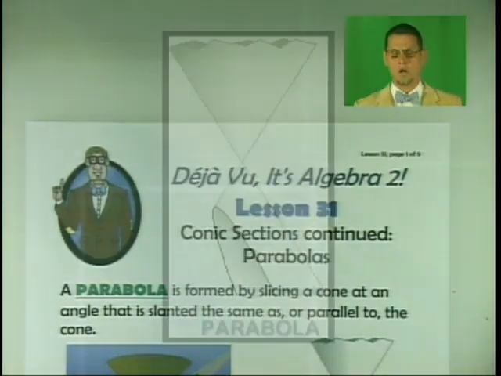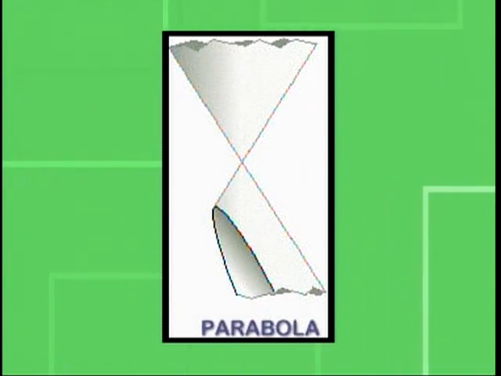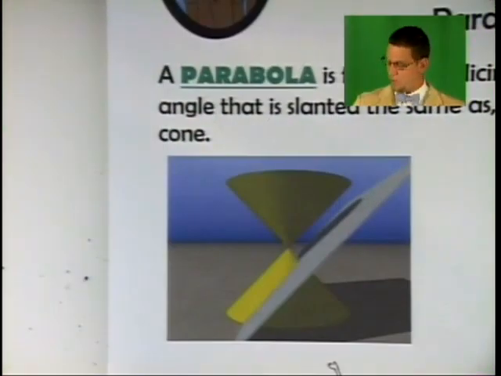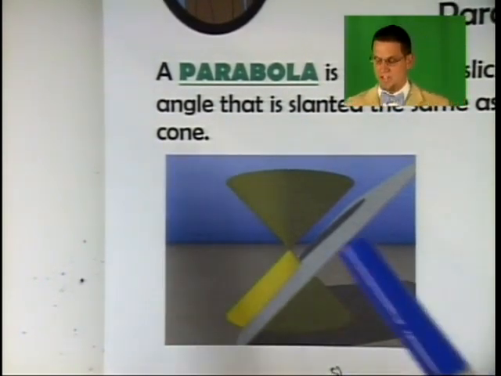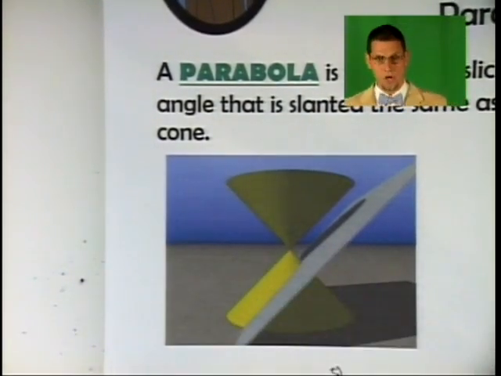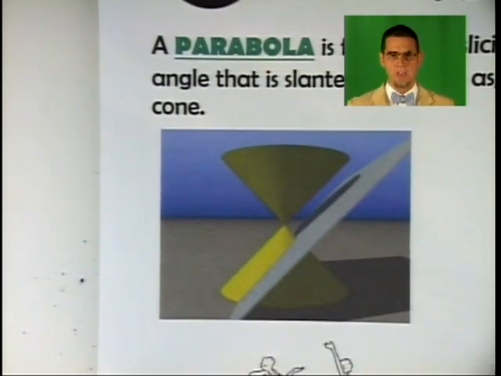And they actually are obtained from slicing a cone. Let me show you how we're going to slice the cone. Here is a picture of a cone. If we slice the cone at an angle that is parallel to the cone itself, to the side of the cone, that slice will come out the bottom and the cross section will end up being a parabola.